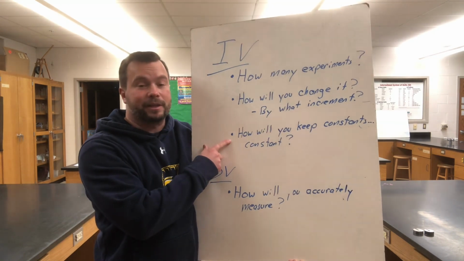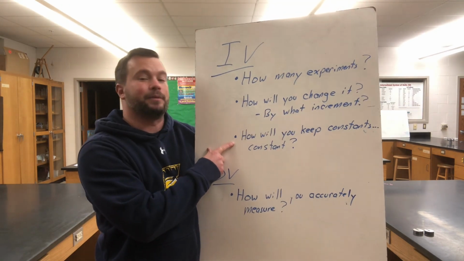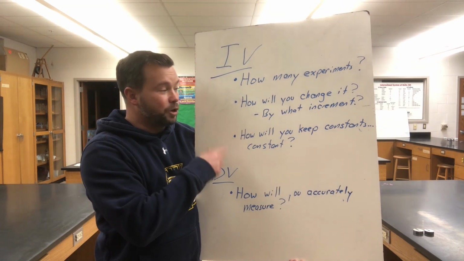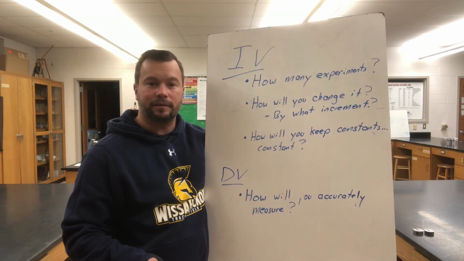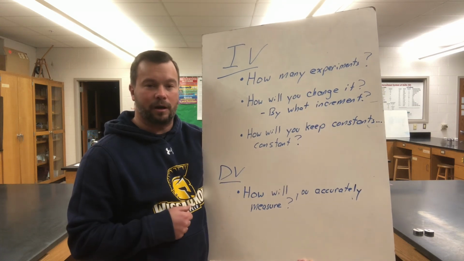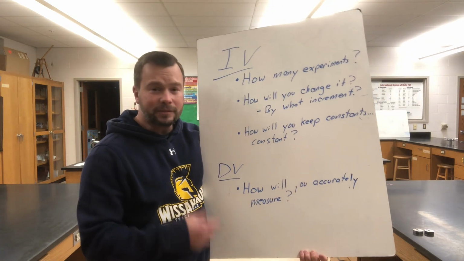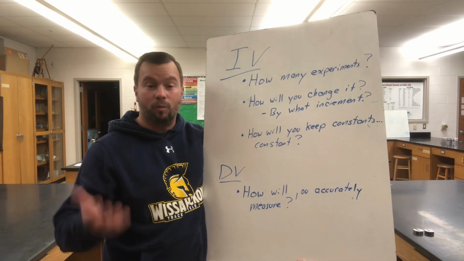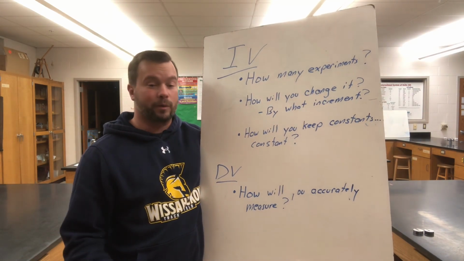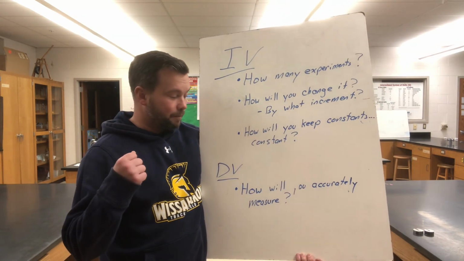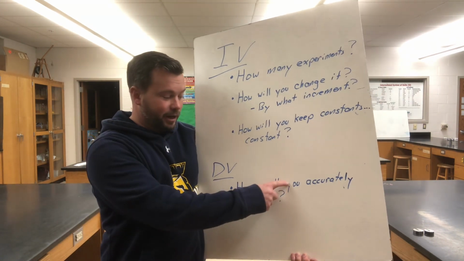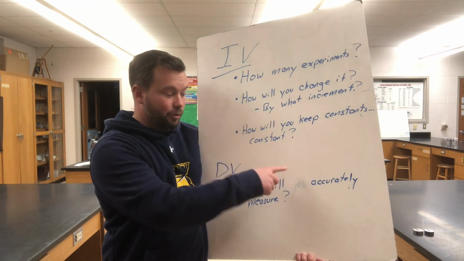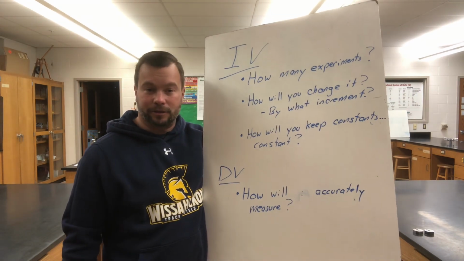Since we do have different experiments and we're changing different independent variables, how will you keep the other independent variables, aka the constants, constant? How are you going to make sure that you do that? And for our dependent variable, what is our dependent variable going to be? What are we going to measure? And how will you accurately measure that?